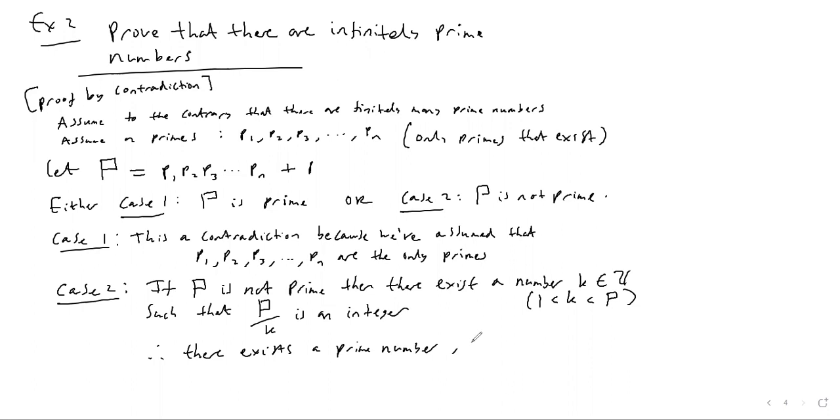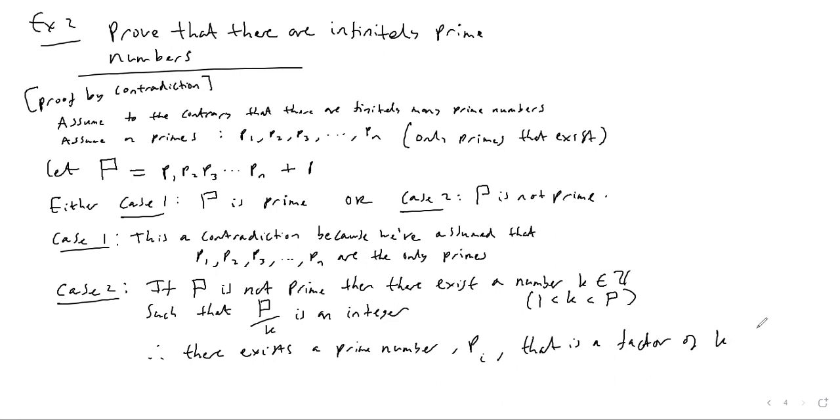Let's just call that prime number P. Let's call it Pi. So there exists a prime number Pi that is a factor of K.